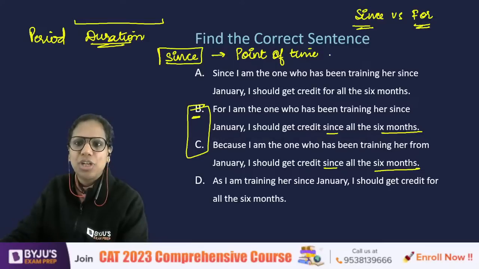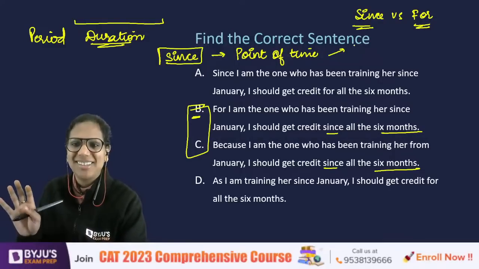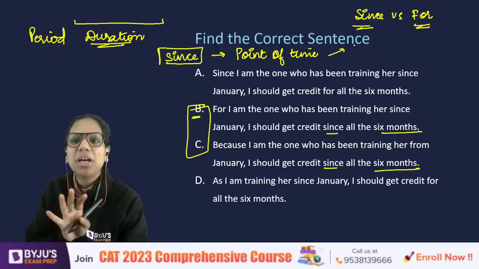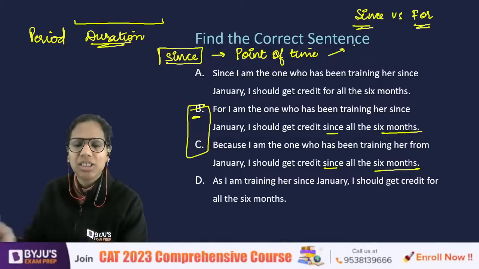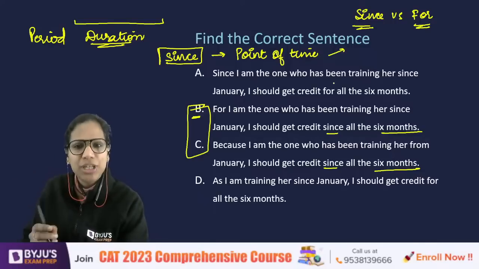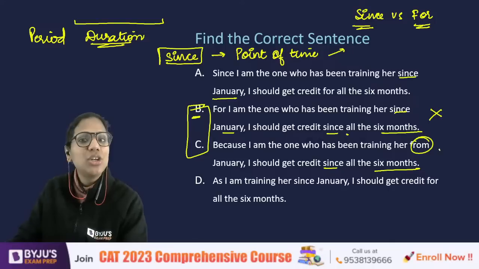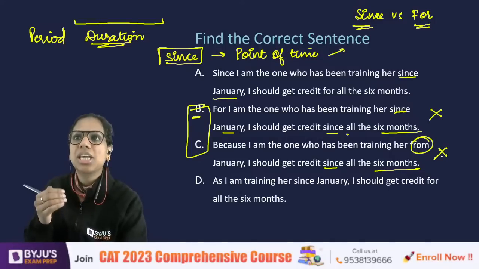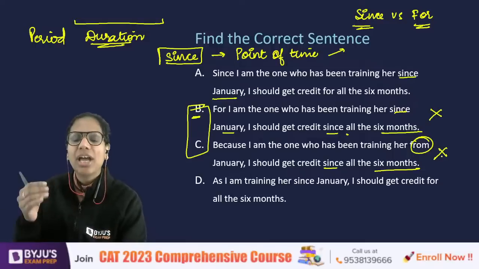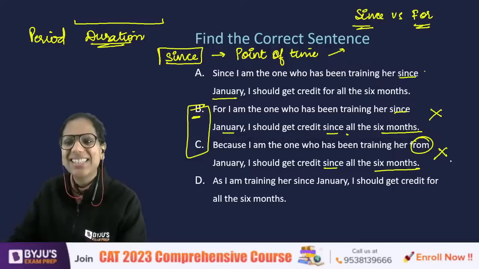So what is a point of time? Naming a particular day, Sunday, Monday, or naming a particular month, for instance January, that's an exact point of time, 10 a.m., 10 p.m. So here, since January is correct. But B is incorrect because of this: from January, no. This is a very common error. Students tend to translate it from Hindi to English, turning January से into from January. No. It should be since January.